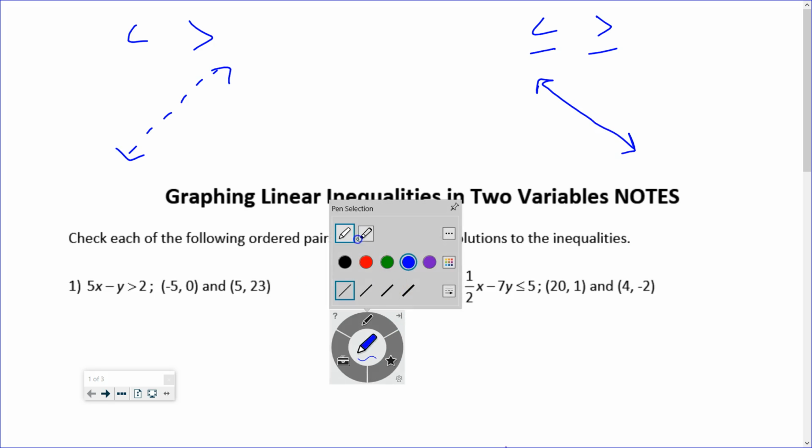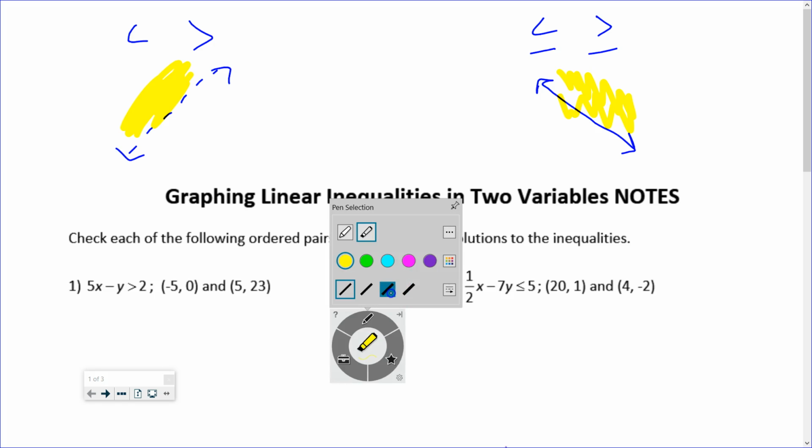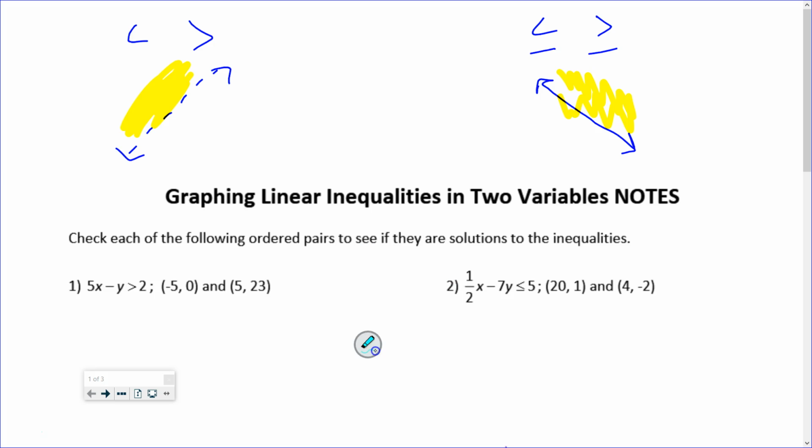So after we graph the line, though, we also have to remember how to shade. If we are greater than the line, where are we going to shade? We're going to shade above. Yes. Forgive my shading. Over here, above is on top. Where would less than be? Less than is going to be under the line down here. So to be greater than our line is above. To be less than our line is below.